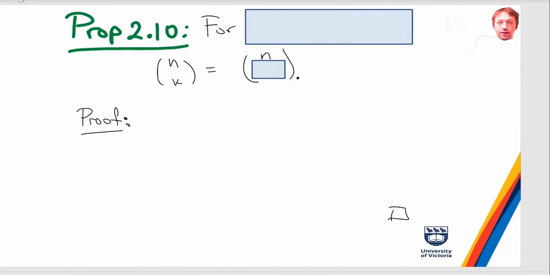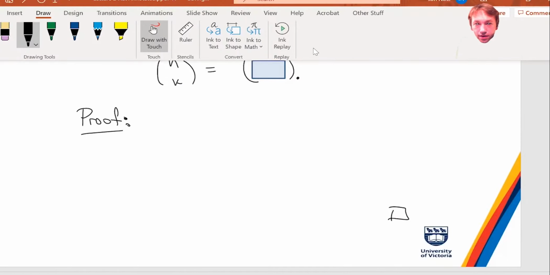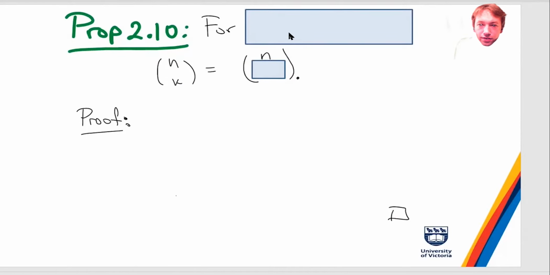Okay, so now I have another proposition, which says that for k between 0 and n, I want to prove that n choose k is the same as n choose n minus k. So this is just a nice fact, which is sometimes very useful. Does anyone have a reason why this would be true? Remember, n choose k counts subsets of size k from a set of size n. N choose n minus k counts sets of size n minus k. So why would these things count the same? Why would they be the same value?